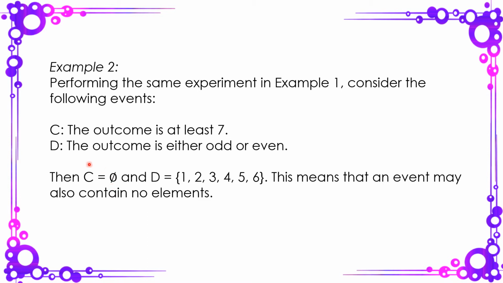Okay, so letter D, the outcome is either odd or even. So D is equal to 1, 2, 3, 4, 5, and 6. So you can see here that we list down all the possible outcomes when we are rolling a die. So you can see here the number odd and the number even. This means that an event may also contain no elements, or this is an empty set. So you can see here in our answer in letter C.